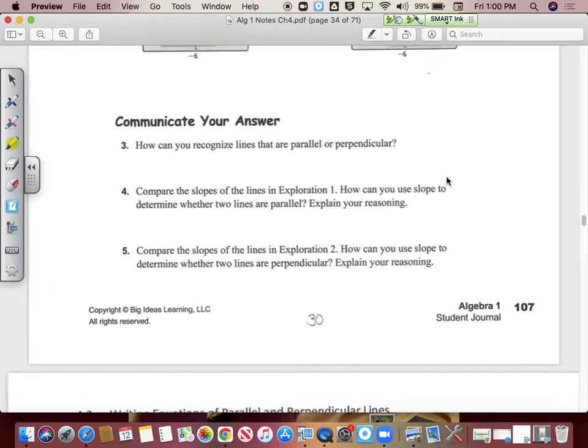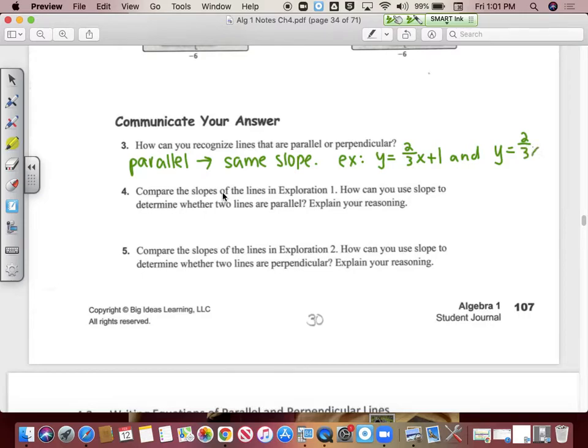So looking at these communicating your answers questions, they're asking us to recognize lines as parallel or perpendicular. So we know that parallel lines have the same slope. For example, y equals 2/3 x plus 1 and y equals 2/3 x plus 5. They have the same slope. Both of these equations have a slope of 2/3, meaning that they will be parallel. They'll never cross because they have the same steepness.